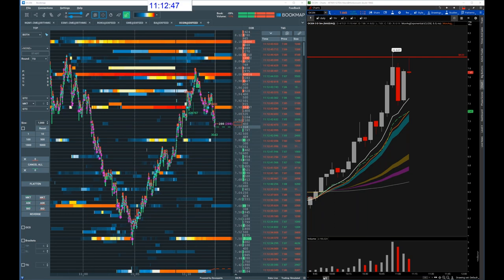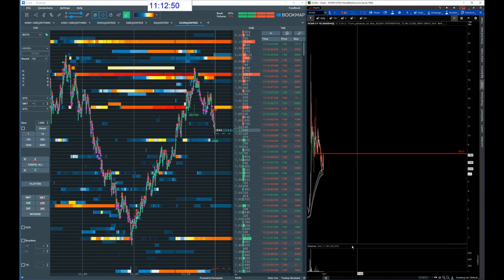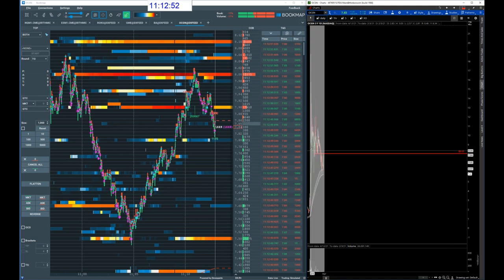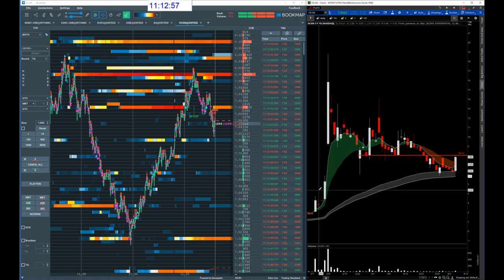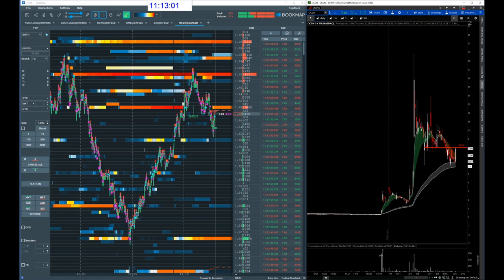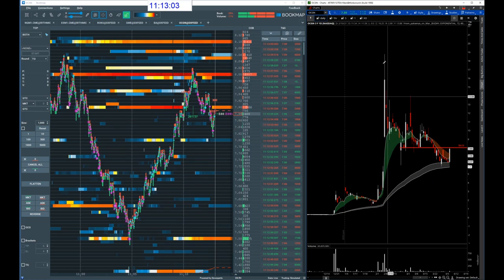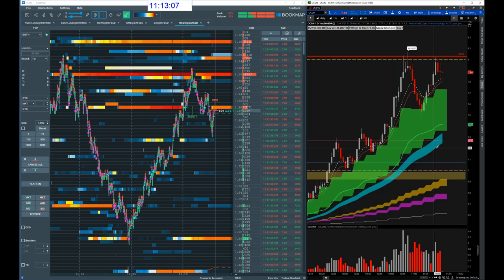Exactly. It's not the usual gap and crap. If you look at the daily, this can run before fading. This can run. So I would be very cautious over here trading short. I'm looking mostly for a dip long, and this will take some hours to develop.